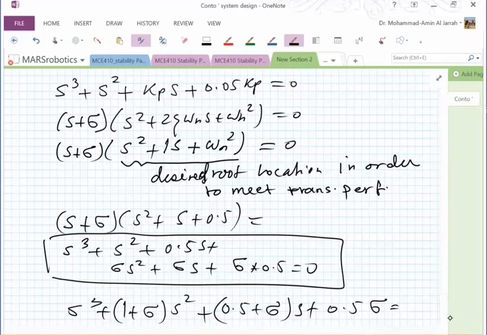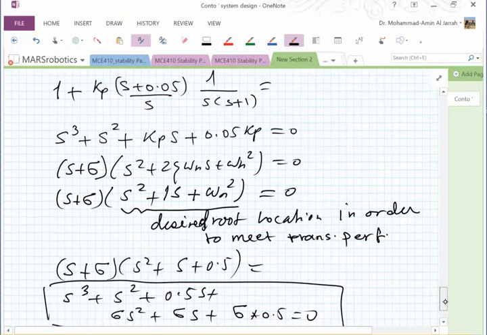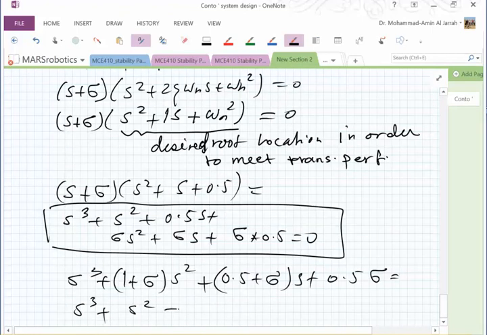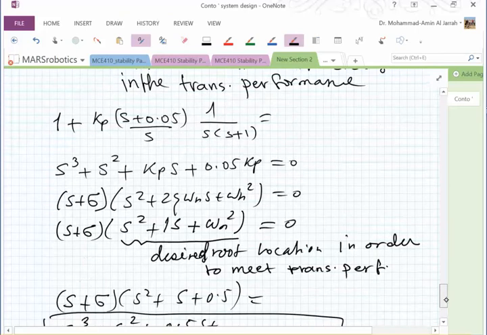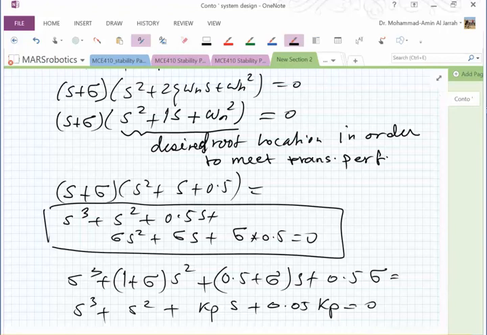From the characteristic equation, it is S square (S cube plus S square) plus KP S plus 0.05 KP. So we can find from this the value of KP. The system performance we want can be achieved here by just adjusting a single parameter, which is KP.